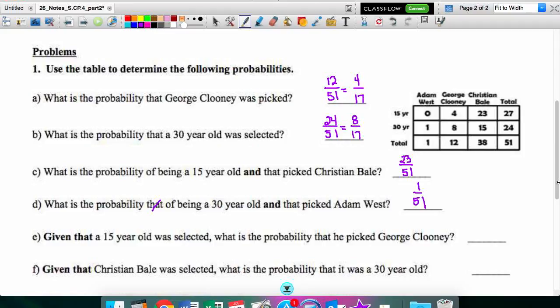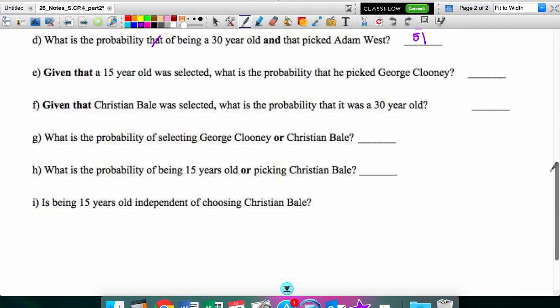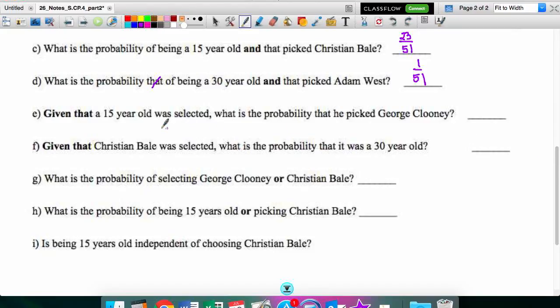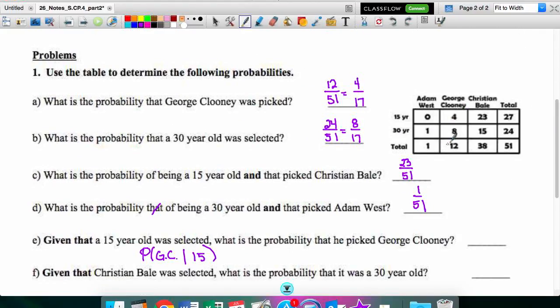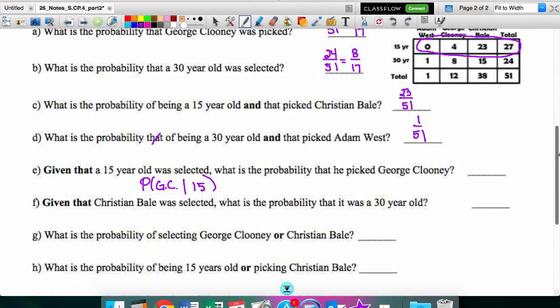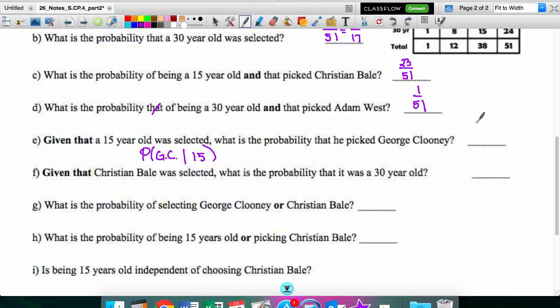Okay. E, given that a 15-year-old was selected, what is the probability that he picked George Clooney? So essentially what this is saying is, what is the probability of George Clooney given that they were 15? The given information is 15. That's going to tell me what I'm restricting my view to. So in my table, I'm only going to look at 15-year-olds. Now when I look at the 15-year-old row, what's the probability that they pick George Clooney? Well, out of those 15-year-olds, 4 selected George Clooney out of a total of 27 15-year-olds. So my conditional probability will just be 4 out of 27. Notice that including the total, I'm restricting my view to the given information, in this case, 15. So that will give me my probability for E as 4 out of 27.